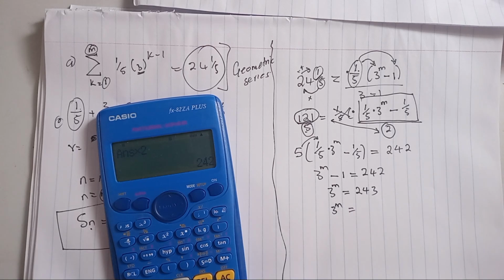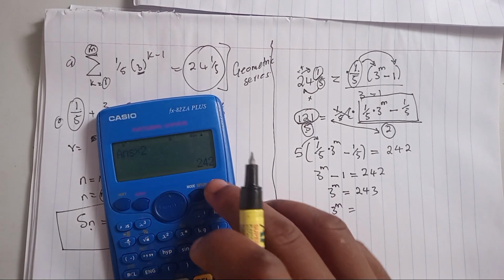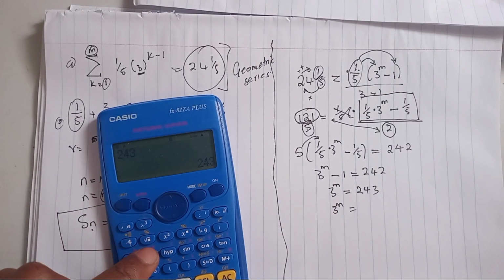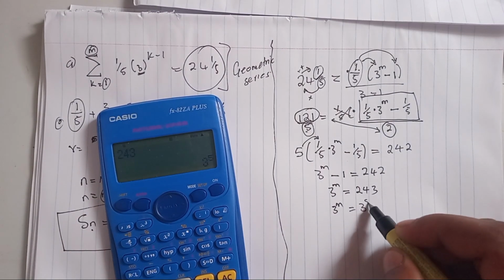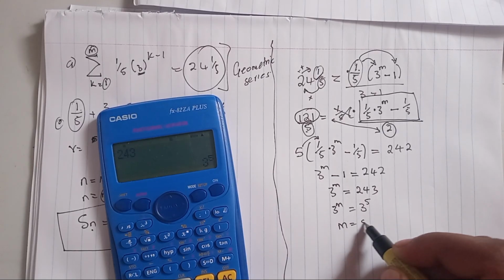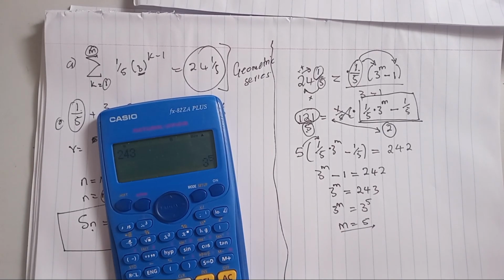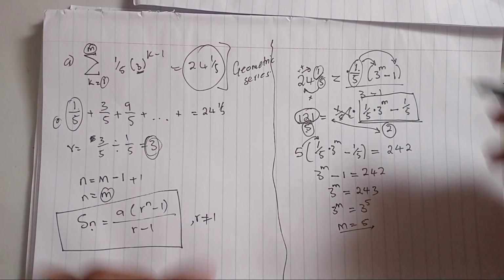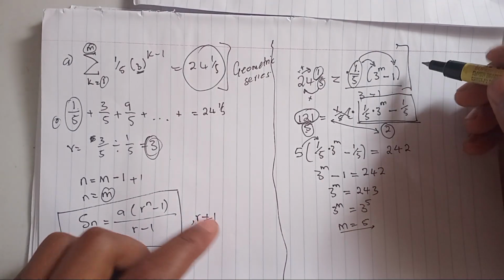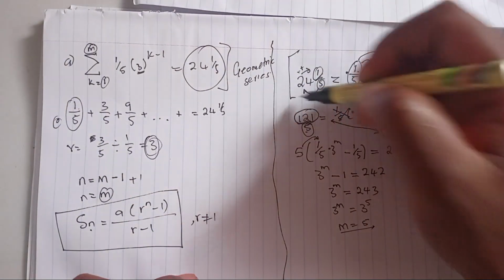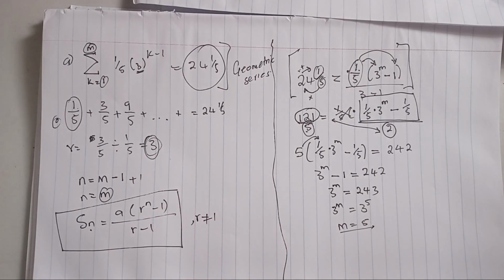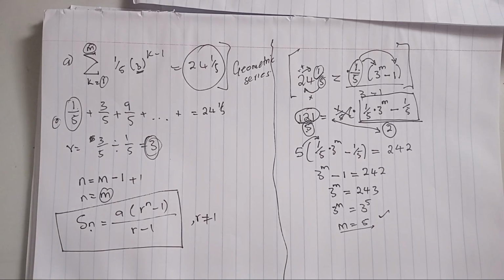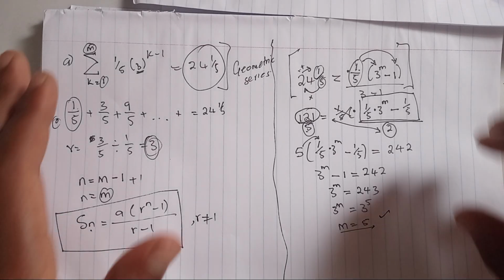And then we express this 243 in base 3. Let's work on that. 243 is equivalent to, you press shift, you press this button, 3 exponent 5. So it means that m is equivalent to 5. That's our answer, guys. When you arrive at these steps, you can use numerous methods to get here. You can use a different method as long as we end up getting the very same answer, which is 5.